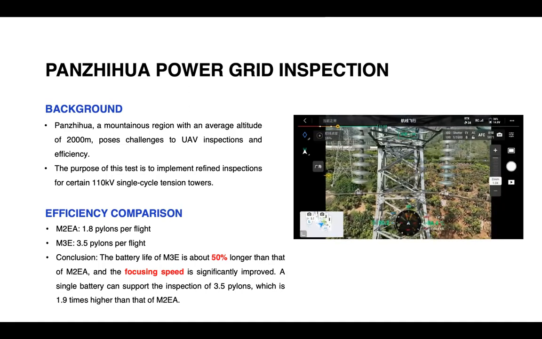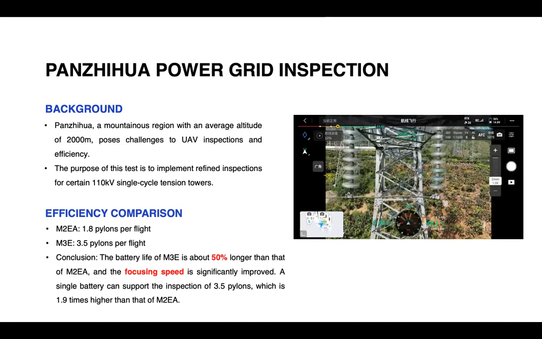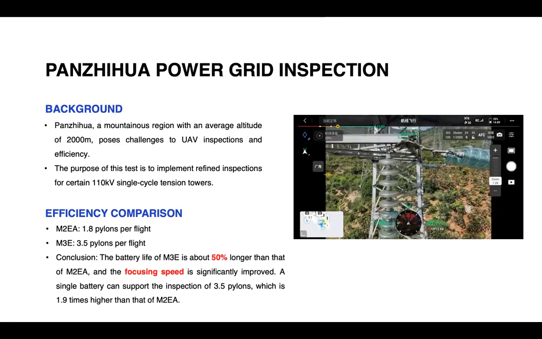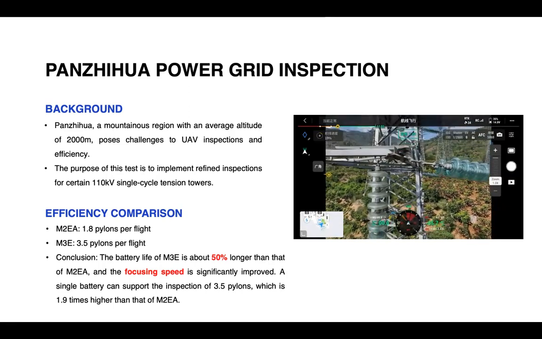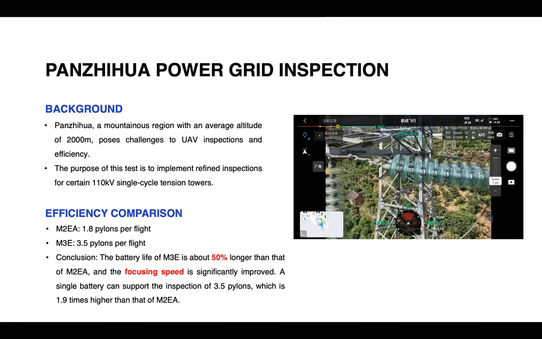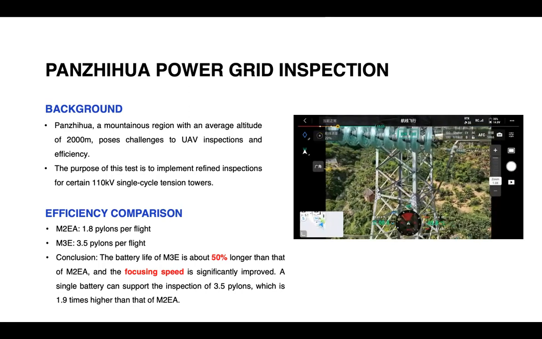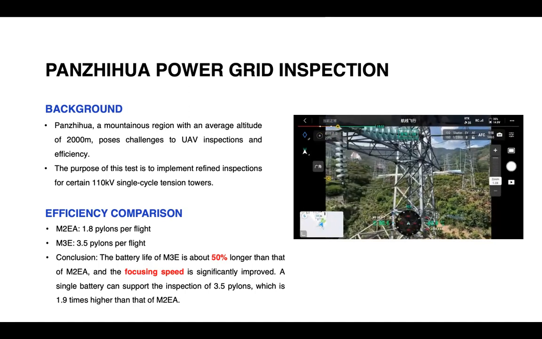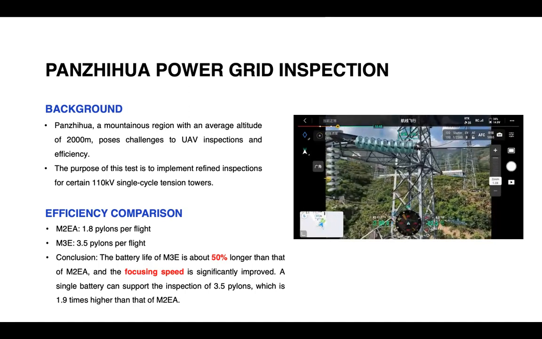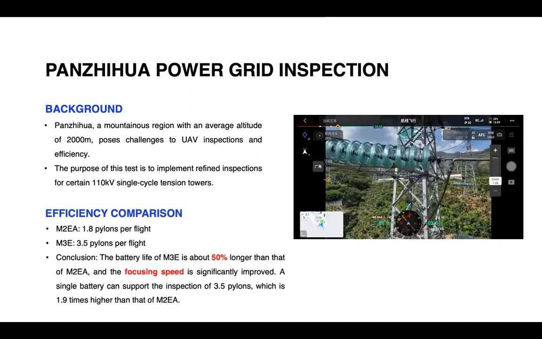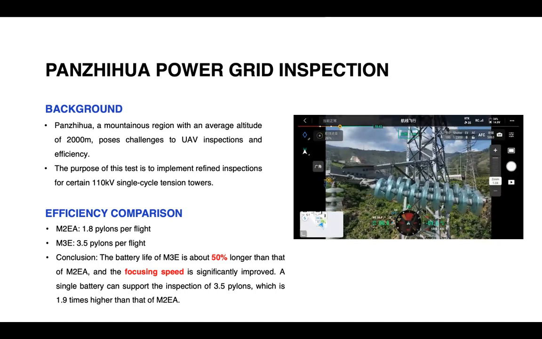So with the Mavic 2 Enterprise Advanced, they're looking at 1.8 pylons per flight, and the M3E 3.5 pylons per flight. So with the battery life of the M3E being about 50% longer and the focusing speed being improved, obviously that led to an improved efficiency when they're looking at the number of pylons that they could inspect. So check that out on the right side as well.